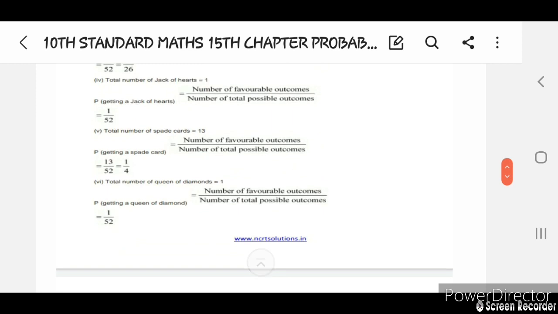Next, the total number of queen of diamond. 1 by 52. There is 1 queen of diamond in that pack of 52 cards. So therefore 1 by 52 is the probability of the queen of diamond.